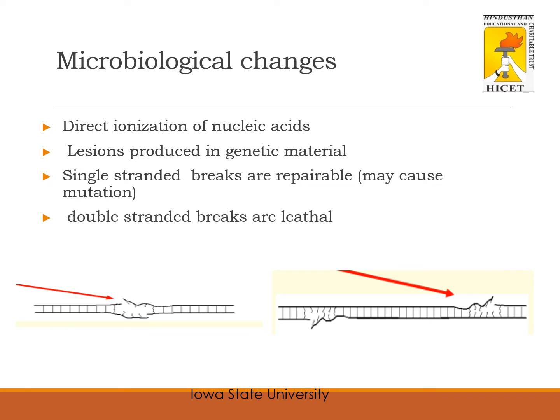Microbiological changes in the foods. When irradiation is applied, the microorganisms present in the food undergo changes, especially in their DNA strands. The direct ionization of nucleic acid happens, which will lead to lesions produced in the genetic material. They also form single-stranded breaks and double-stranded breaks. This kind of microbial change will improve the keeping quality of the foods as these changes are lethal for microorganisms.